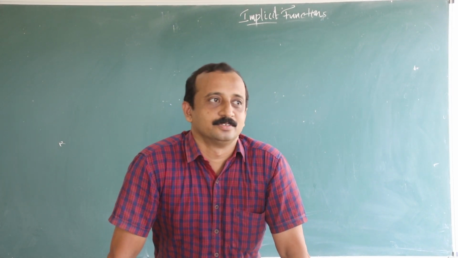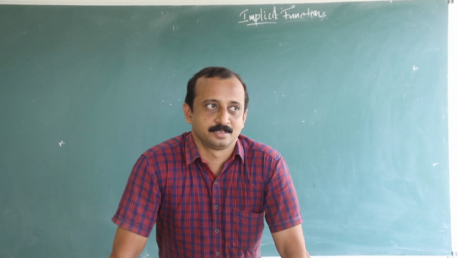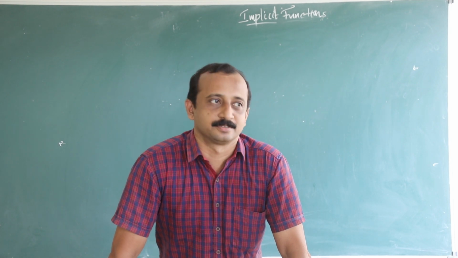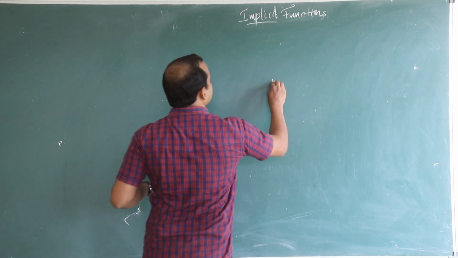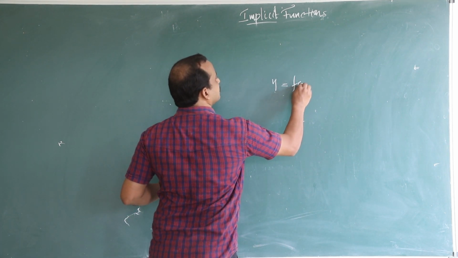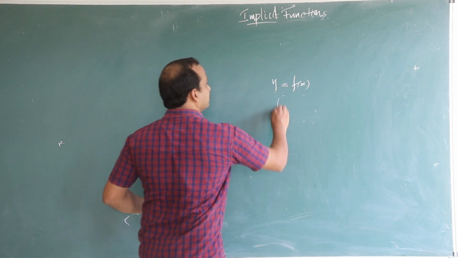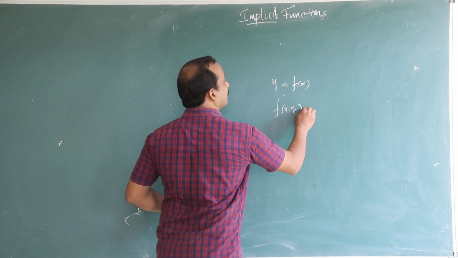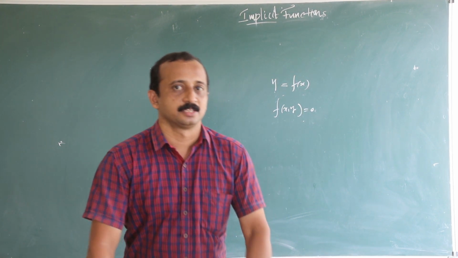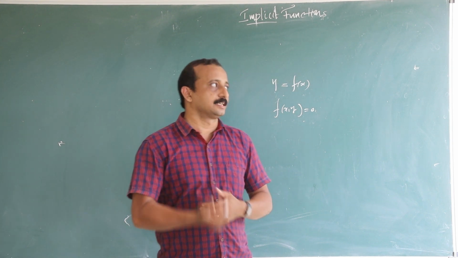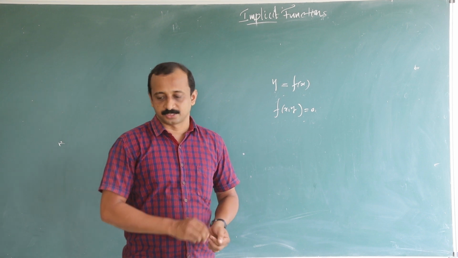In the last video, we discussed implicit functions and how to find the derivative of an implicit function. A function which can be expressed in the form y is equal to f of x is called an explicit function. A function which can be expressed in the form f of x, y is equal to 0 is called an implicit function. That means a function where y cannot be directly expressed in terms of x is called an implicit function.